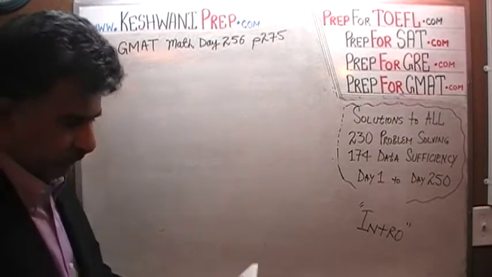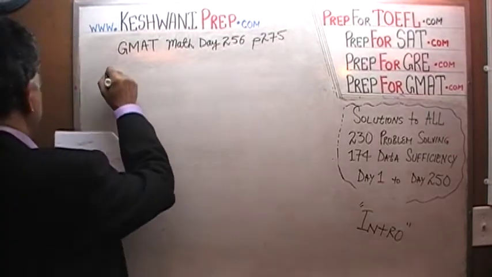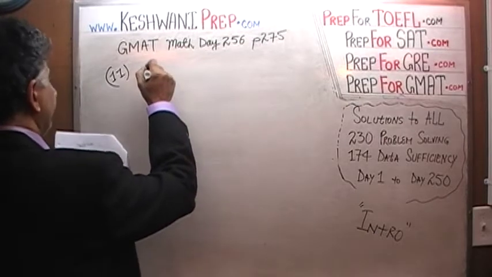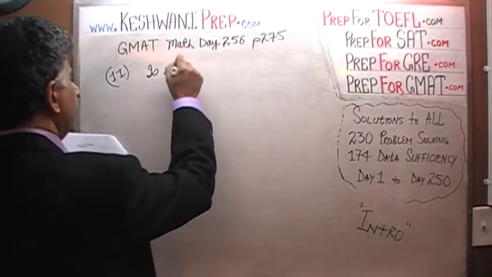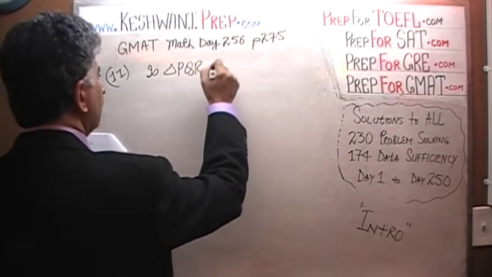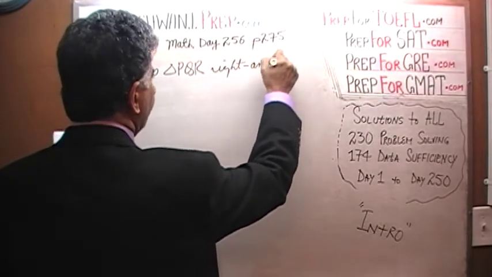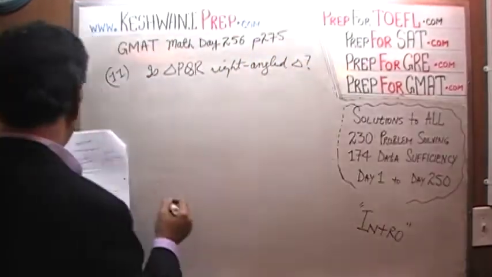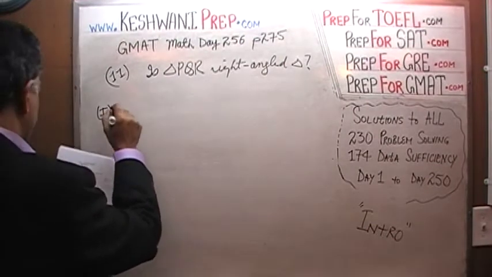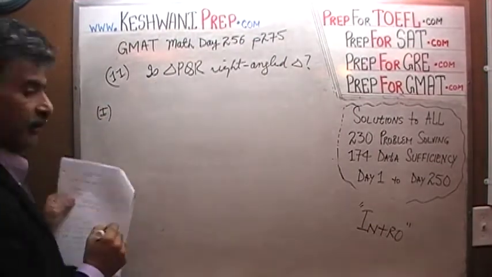In number 11 we are given a triangle here. It says, is triangle PQR a right angle triangle? That's the question. The first statement tells us triangle PQR is a right angle triangle.